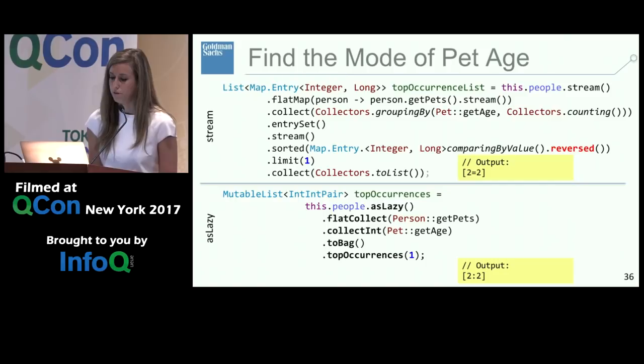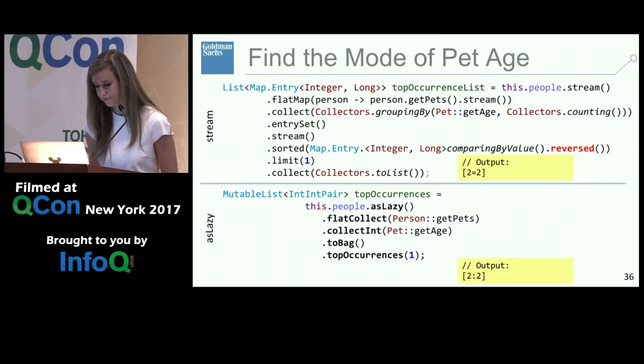Now what we want to do is sort the occurrences, comparing by value. And then what's interesting here is we have to call reverse, so we get the most frequent pet age on top. And then we're saying limit 1, get me the first one, and then collecting it into a list, and the output is 2 occurring twice.